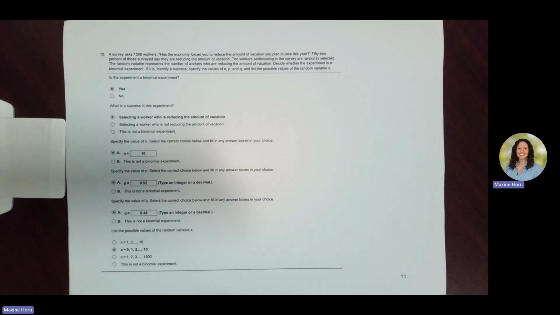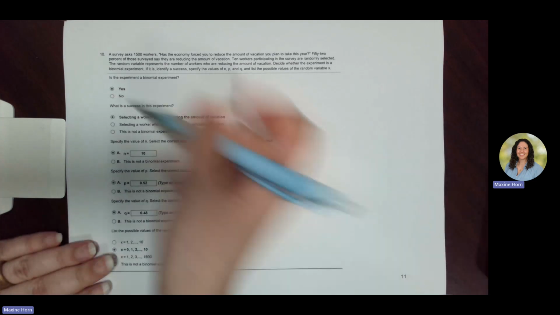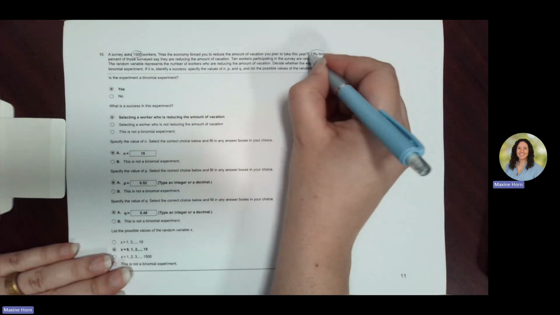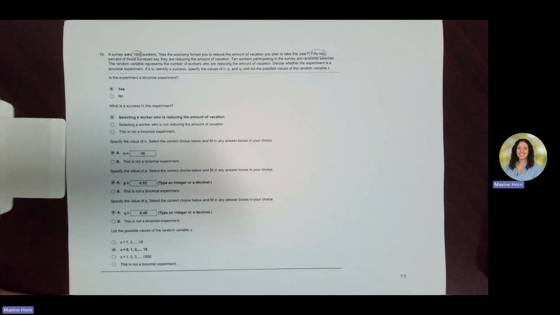All right, a survey asks 1,500 workers, has the economy forced you to reduce the amount of vacation you plan to take this year? 52% of those surveyed, so I'm going to start circling things we're going to be writing down, said they are reducing the amount of vacation. 10 workers participating in the survey are randomly selected. The random variable represents the number of workers who are reducing the amount of vacation, which is good because that's the percentage they gave us.